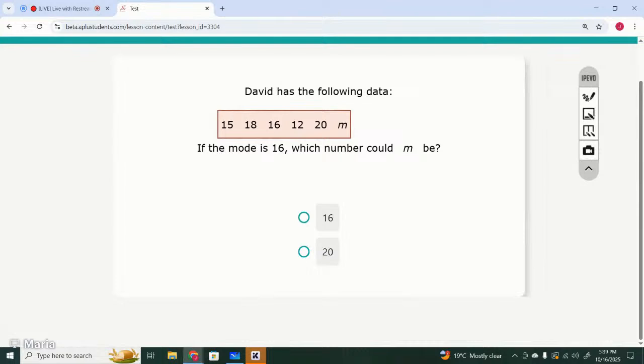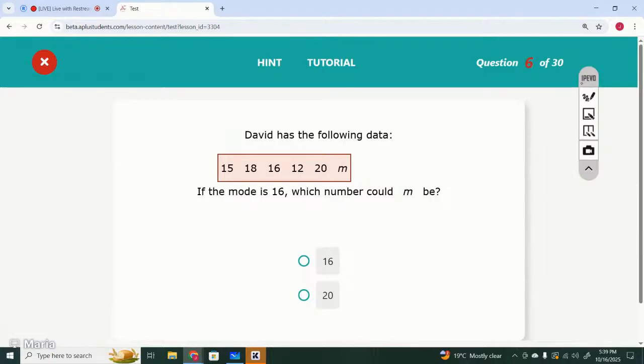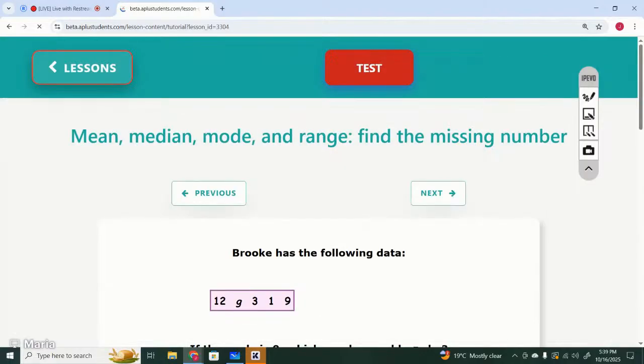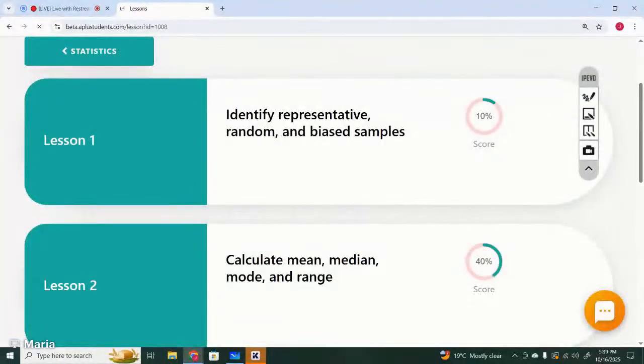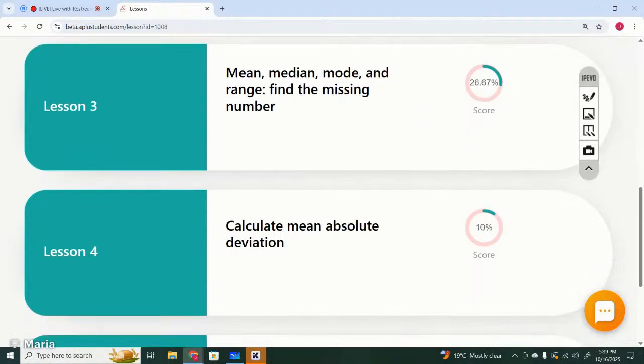Okay, you can complete the lesson by yourself later today. So we were working on grade 6 math. The lessons we have covered today are representative, random and biased samples, calculate mean, median, mode and range, and find the missing number.